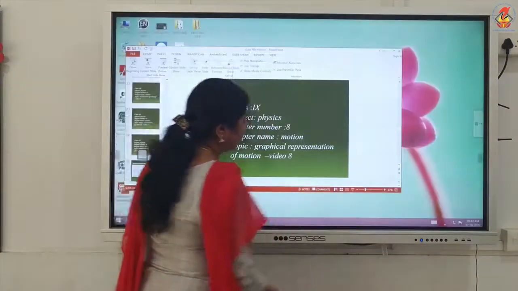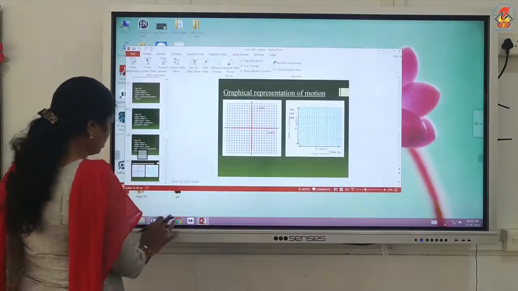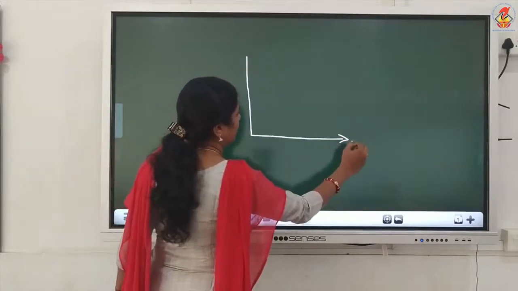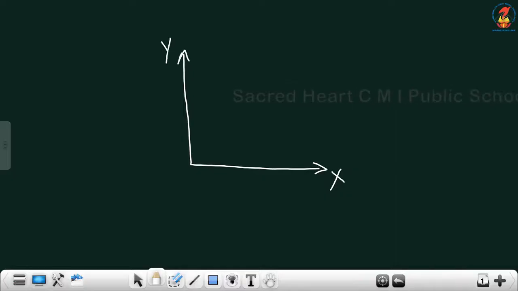Now for our representation, we will draw the axis like this. This one is a x axis, this one is a y axis and this one is the origin. Origin is represented by the letter O. Now along the time axis, we will represent time and its SI unit we will write in brackets, or according to the question we will write the unit.